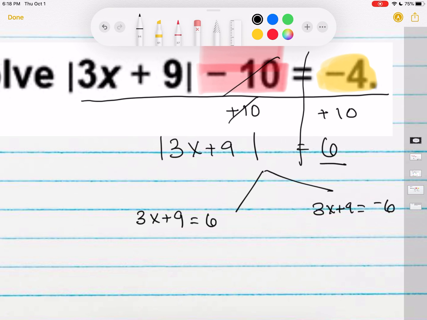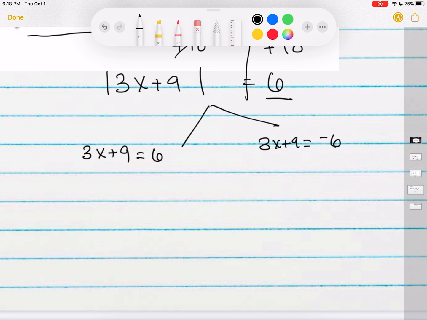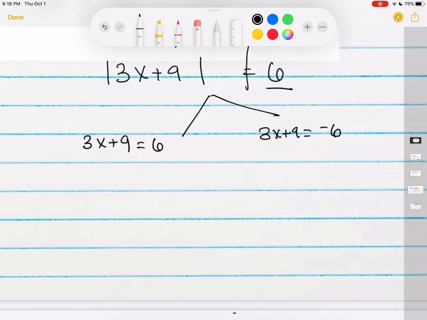One thing you want to be very careful with on these equations is to make sure that when you rewrite the two equations, you got rid of the absolute value signs. Some people like to still keep them when they do this. But when you split it into two, the absolute value signs disappear. 3x plus 9 broke out of its prison. So now I'm just going to solve these two-step equations.